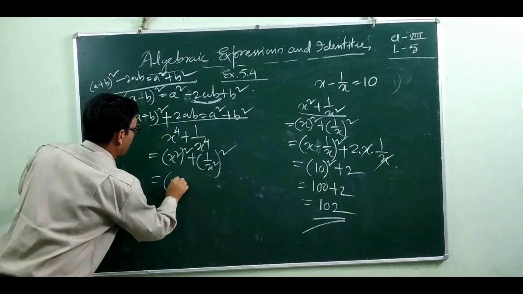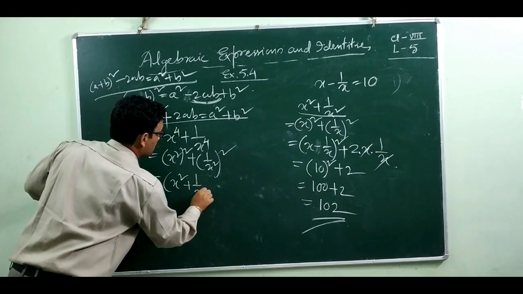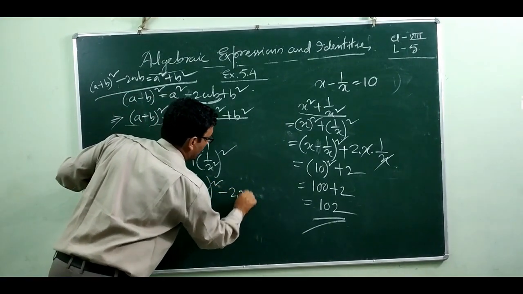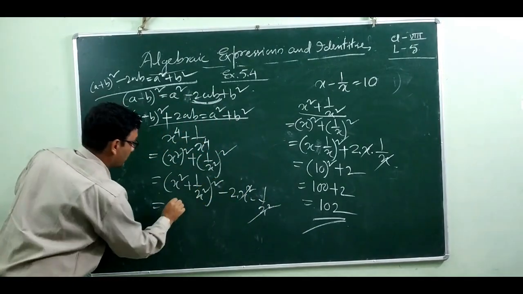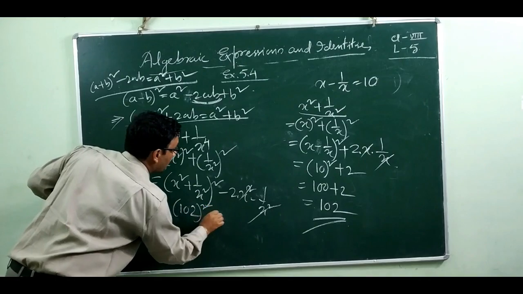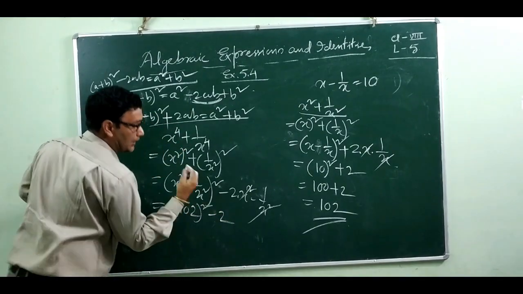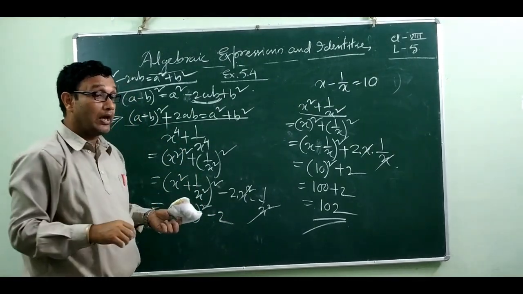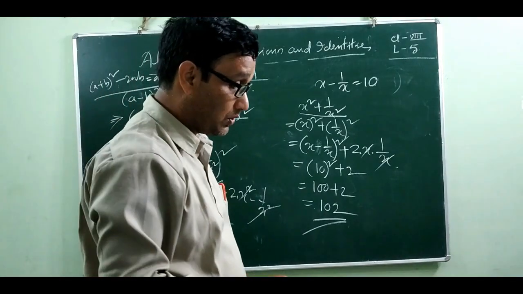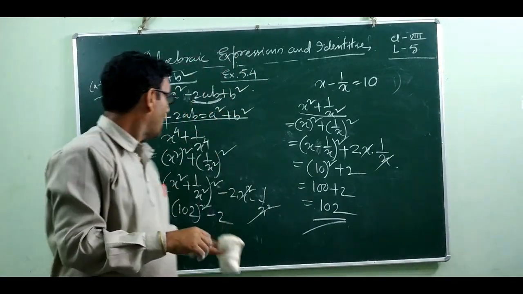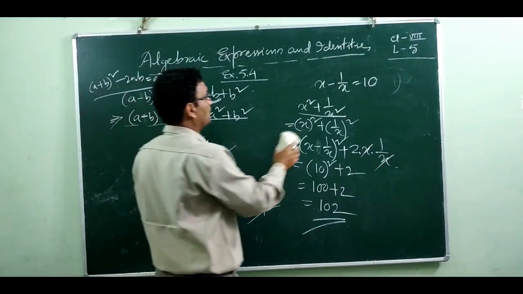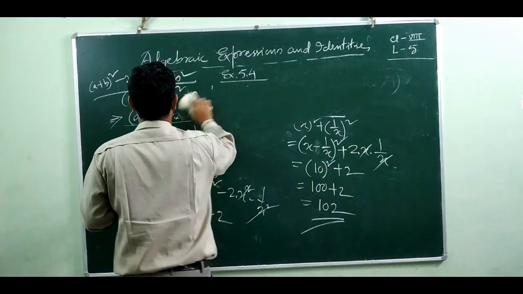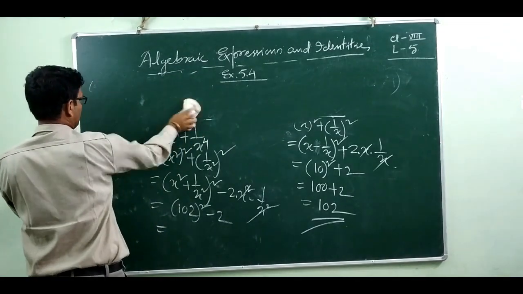So we'll use here the identity: (1 by x square) whole square minus 2 into x square into 1 by x square. This cancels. This value is 102 square minus 2. Then you calculate, you will get your answer. Like this way, you can solve the next number also. Then you see, I don't think there will be any problem, because in this question there are lots of processes. Suppose I will show you one more process.